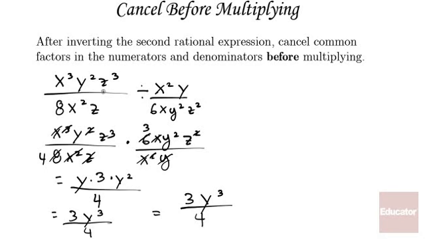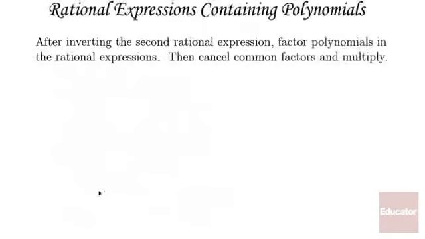Remember, invert that second expression, then you end up with multiplication, cancel common factors, and then multiply. Now, when you're working with rational expressions containing polynomials, after inverting the second rational expression, factor the polynomials in the rational expressions, then cancel the common factors and multiply. Again, what we're doing is doing some simplification before multiplying to make it easier.